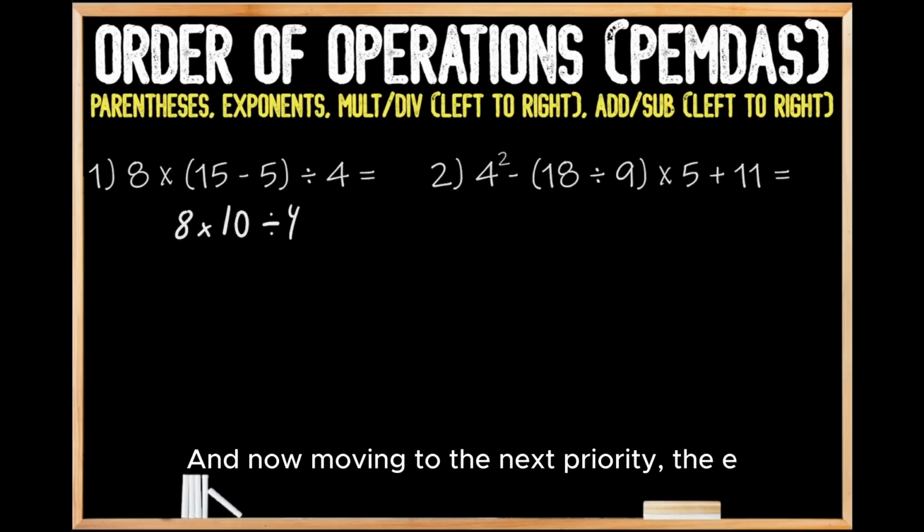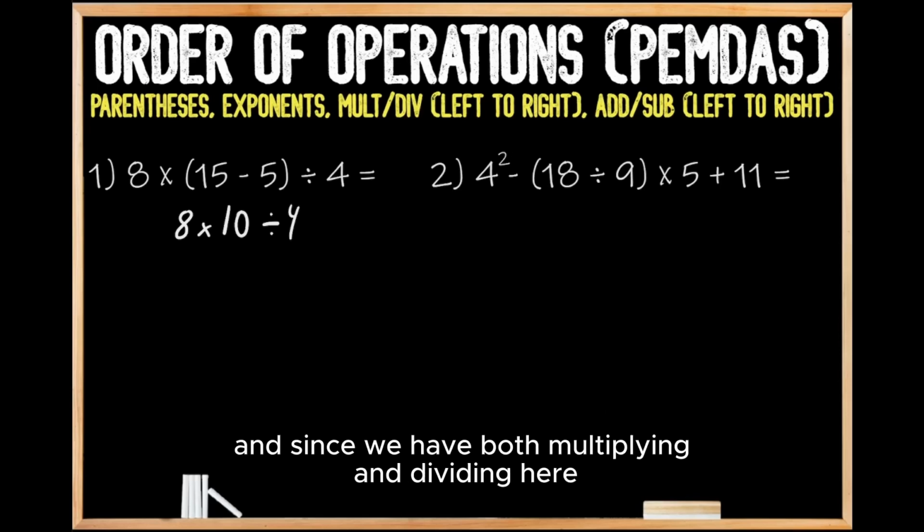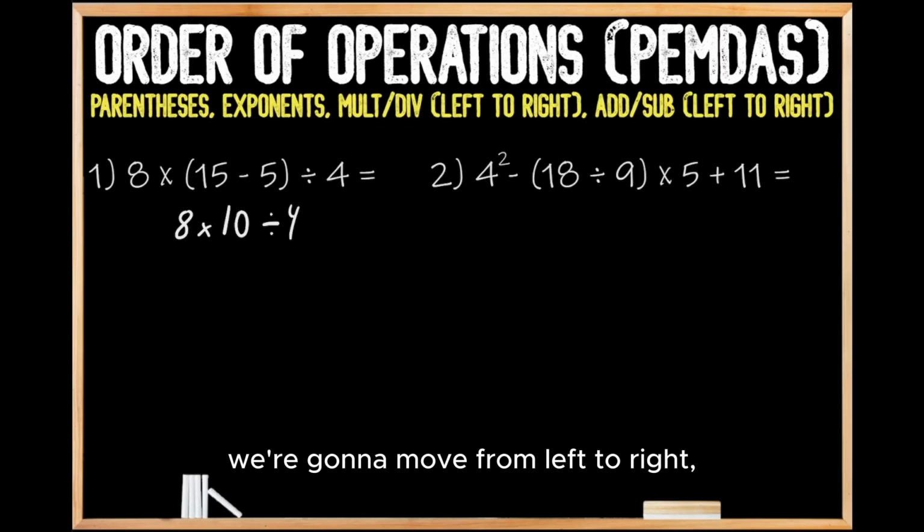And now moving to the next priority, the E, that stands for exponents, and we don't have any exponents, so we're going to move on to the next priority, which is multiplying or dividing. And since we have both multiplying and dividing here, we're going to move from left to right.